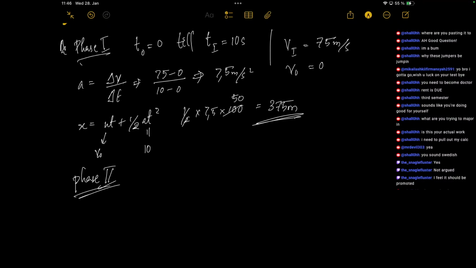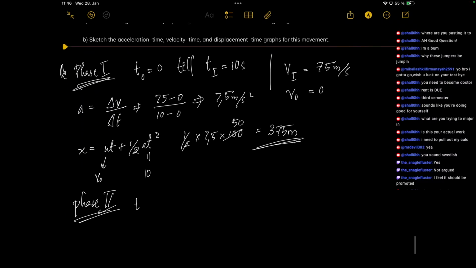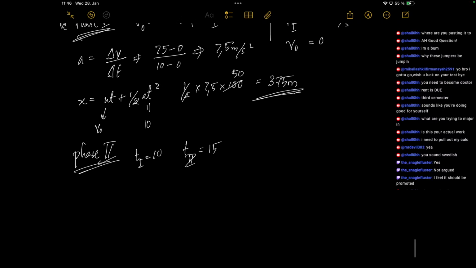Phase 2. Between T1 equals 10 and T2 equals 15. The fall of the jumper is slowed down by opening the parachute. We get a negative acceleration. A2 equals delta V by delta T. V1 equals 75 meters per second, V2 equals 5 meters per second.